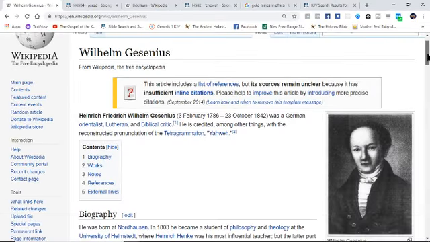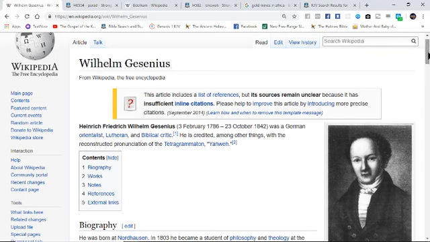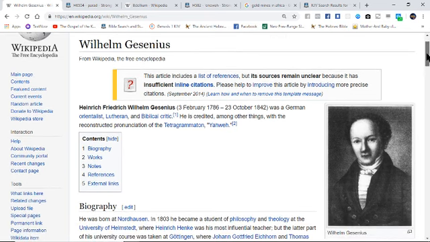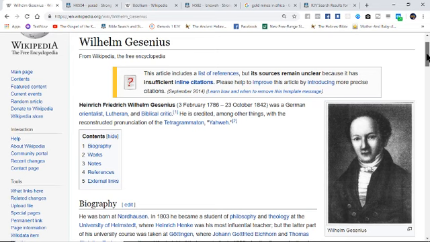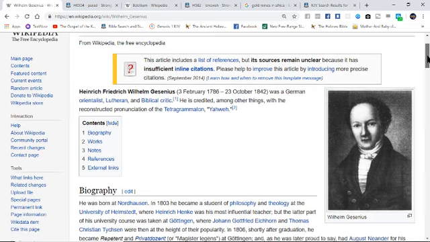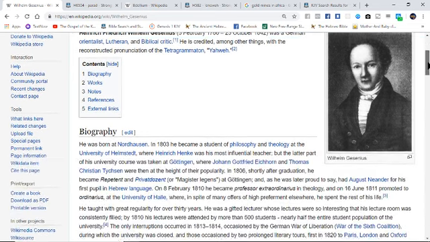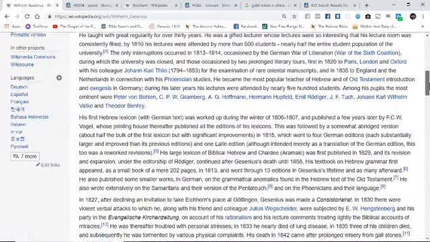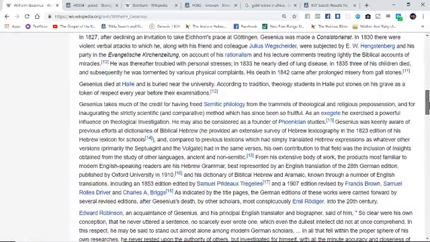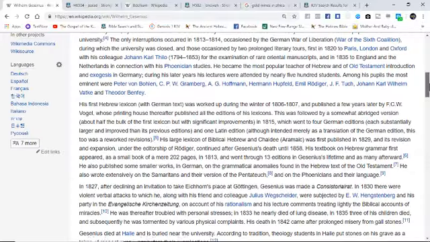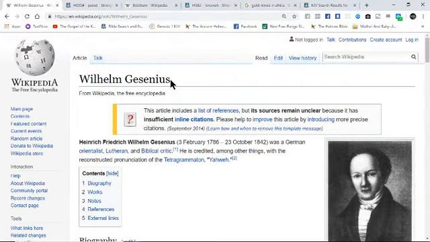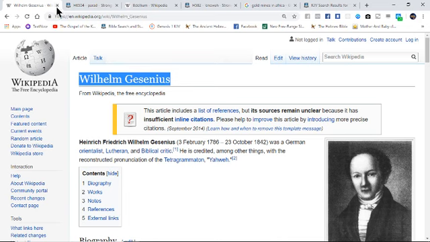This is a gentleman by the name of Wilhelm Gesenius, and I'm probably butchering his name. If I am, forgive me. But he is the one who's given credit for the Hebrew Chaldee Lexicon. Now, that's his name. If you wanted to do a little bit more research about him, you can either pause it and read some of this on your free time, or you can just Google him and look him up yourself.